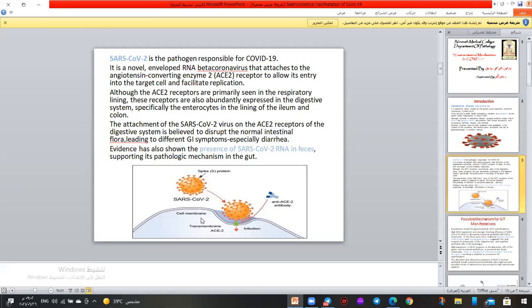فالattachment of the SARS-CoV-2 virus to the angiotensin converting enzyme 2 receptor of the digestive system is believed to disrupt the normal intestinal flora leading to different GIT symptoms. يعني إنه ارتباط الباثوجين of كورونا على هاي الريسبترات الموجودة بالريسبيراتوري وبالدايجستيف راح تحفز أو يعني تشجع النورمال فلورا حتى تعمل different symptom مثلا الدياريا. وأيضا أكو بعض الأدلة تثبت إنه السارس كوفي 2 RNA حتى موجود بالفيسز supporting it is a pathologic mechanism in the gut. هاي صورة تبين الباثوجين of coronavirus عشان تجي تعمل attached على هذه الانجيوتنسين converting enzyme، ومن يصير attached راح تدخل على السيل ممبرين، بالسيل ممبرين يصير attached وبس تدخل راح تصيغ الانفكشن.